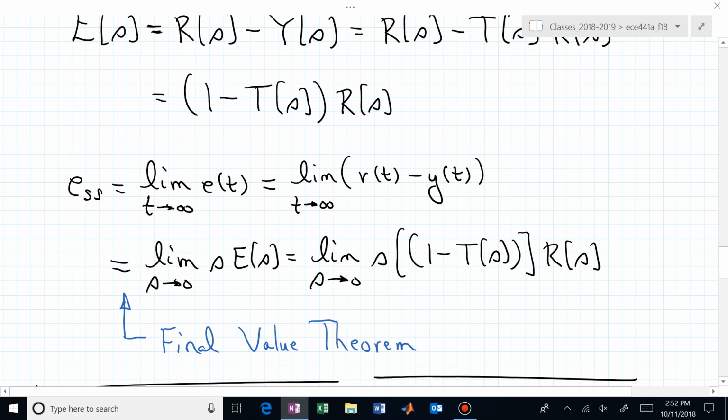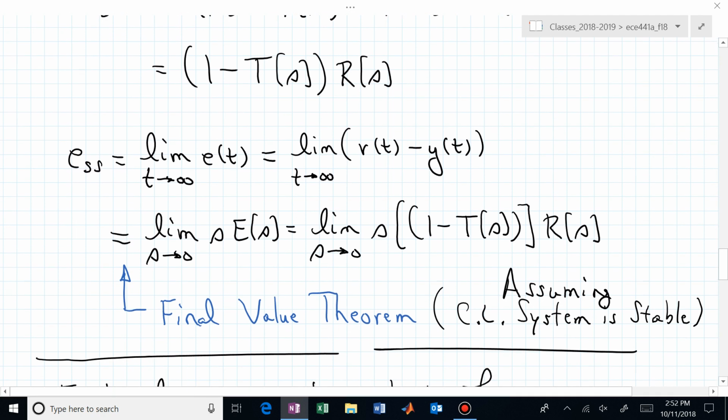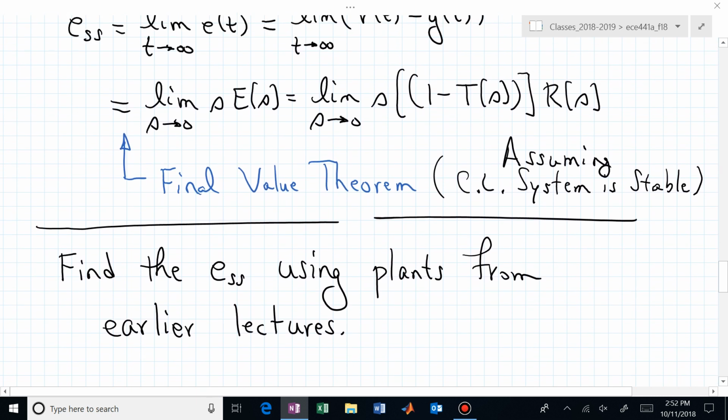Obviously though, we could apply the final value theorem only as long as the closed loop system is stable. So that's an assumption that we would be making in applying the final value theorem. If our closed loop system is not stable, there's no reason to even expect a steady state error. Our signals are going to go unbounded. So we have to have our system being stable in the closed loop.